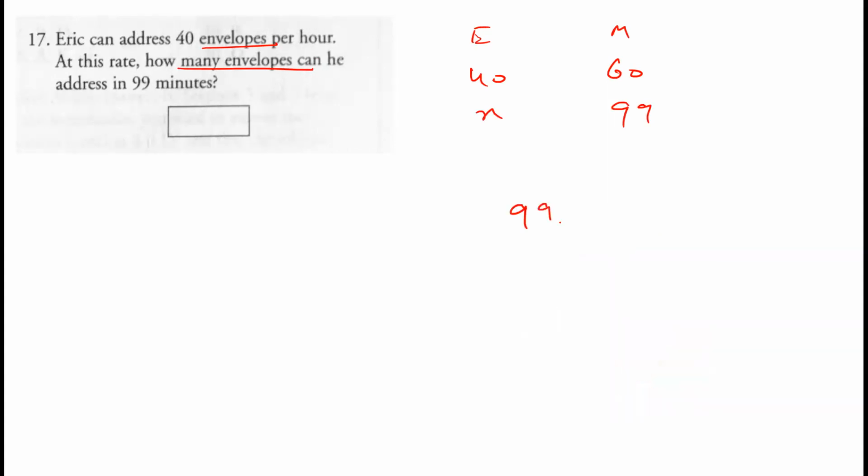So 99 into 40 divided by 60. The 0s cancel out. So 2 3s are 6, 2 2s are 4. So this would be 33, and 33 into 2 is 66. So the correct answer is 66.